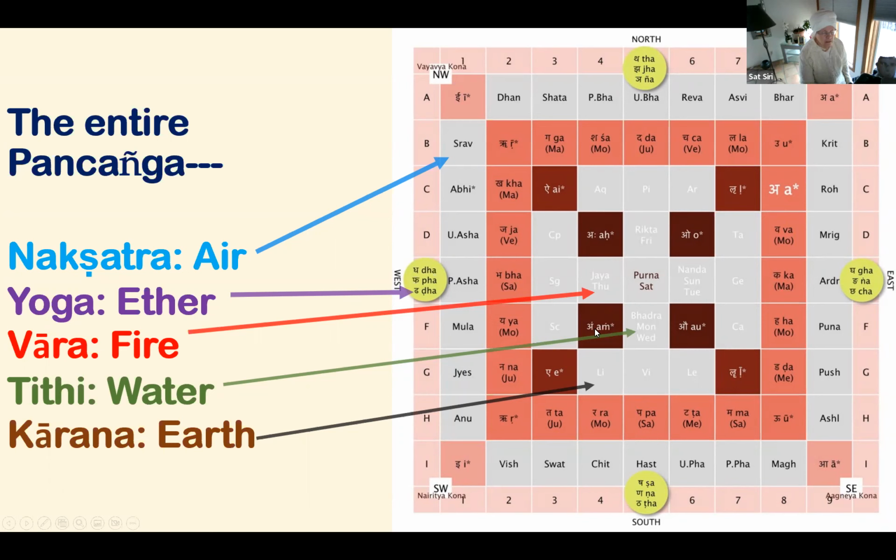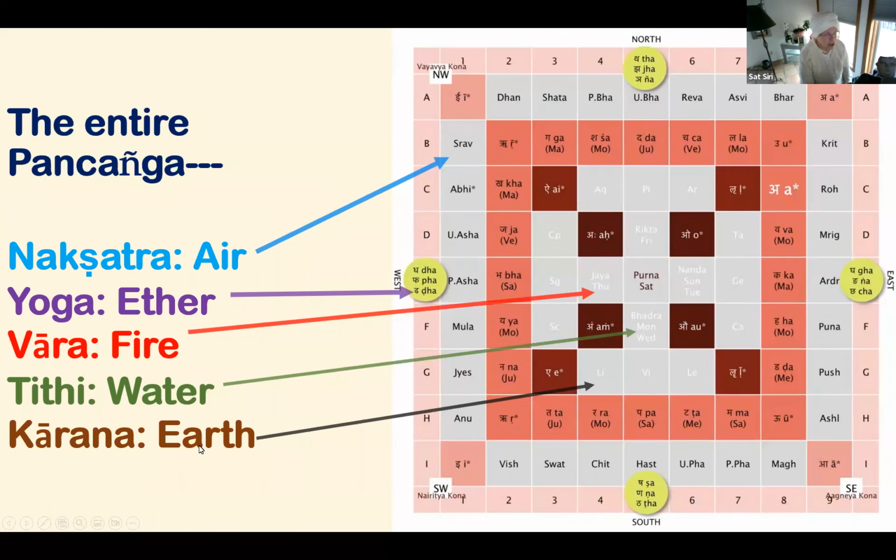Then we have the Vara, the weekdays, which is the fire element, and the weekdays are arranged around the center. Saturday, the last day of the week, is in the very center, and the other weekdays are arranged around it. Then we have the water element in the tithis, and the tithis are also side by side with the Varas. Vara and tithis are working together. Purna relates to Purnima, the 15th tithi, and the other groups of tithis are in these squares.